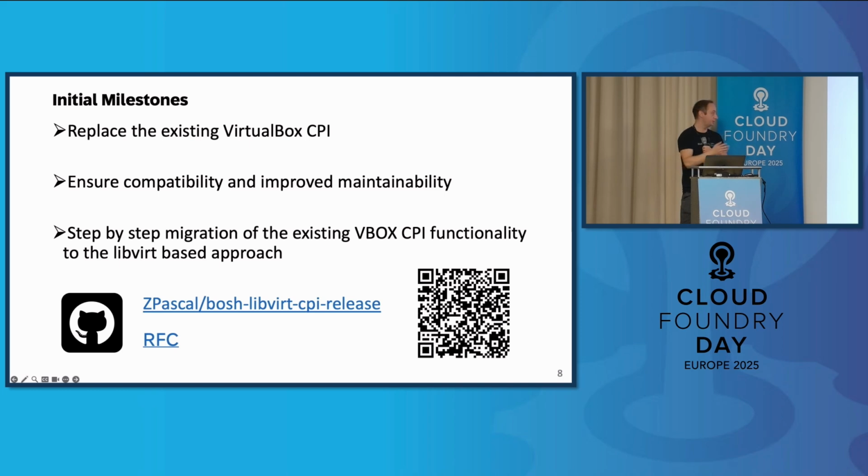I'm currently adapting the RFC to add the feedback of the community, and I've already opened a new repository to track the progress, because I've already started to implement that new VirtualBox CPI based on Libvirt. You can find the existing draft of this RFC via that link, and also scan that QR code to check out the corresponding Git repository.